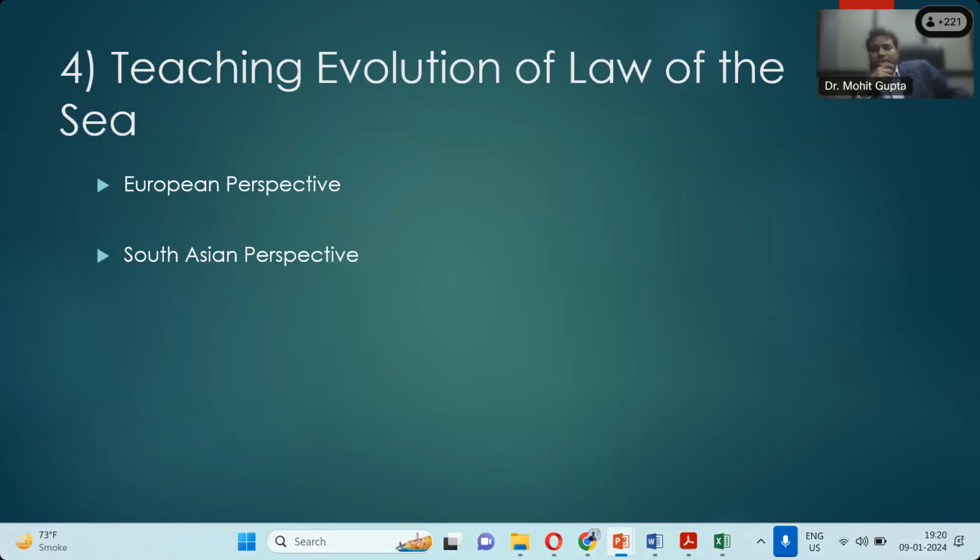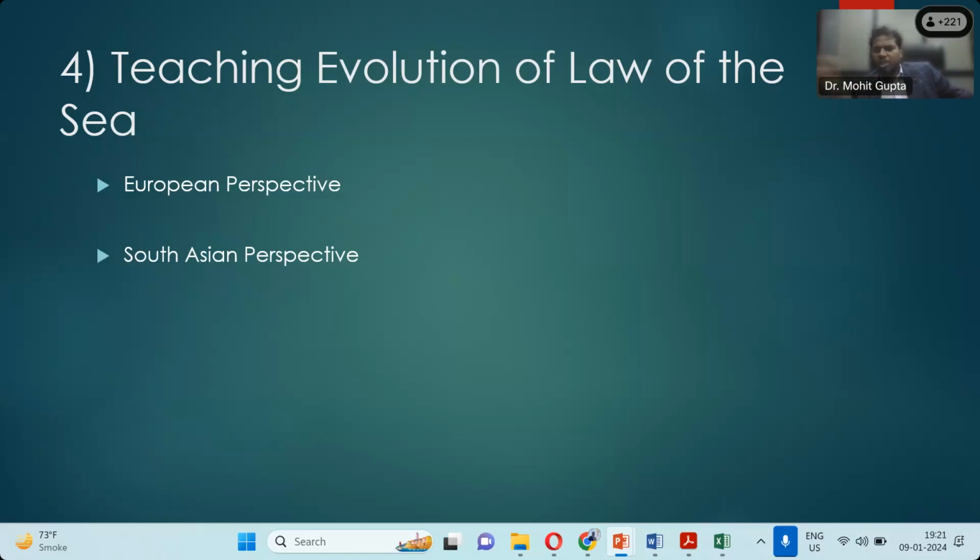Another aspect is I want to discuss about teaching evolution of this branch of international law, which is we are discussing law of the sea. Now, when we talk about evolution of law of the sea, generally the mainstream narrative, because if you read any book on law of the sea, maybe you read Churchill. Now, the view which is being mentioned here is the same as with international law also.